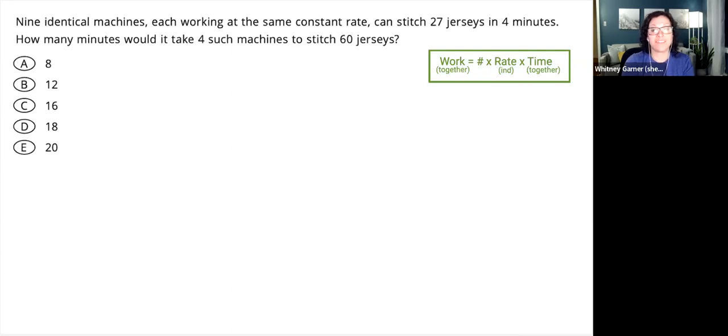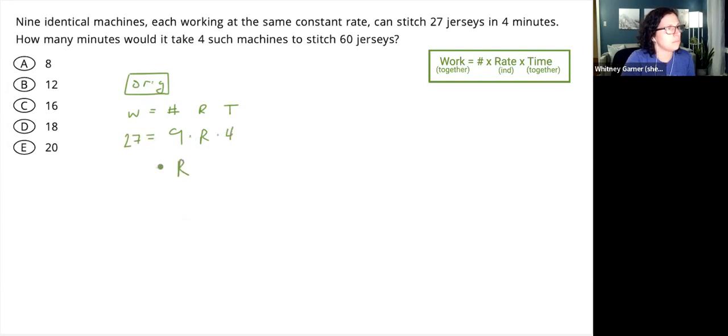All right. You have not given me an answer yet. So, generally speaking, these set up best with two equations. It'll be the same equation, but twice. We have the initial condition and then the desired condition. So, originally, or what they give me, I'll put my work equals number, rate, time, and then I'll fill stuff in as I go. So 9 machines, same rate, 27 jerseys, 4 minutes.